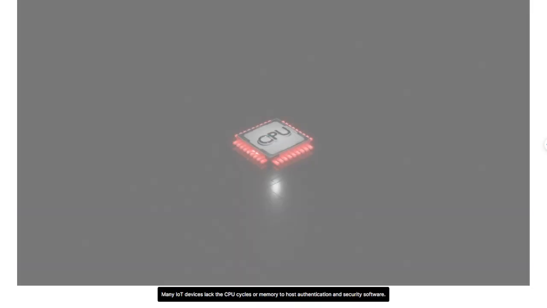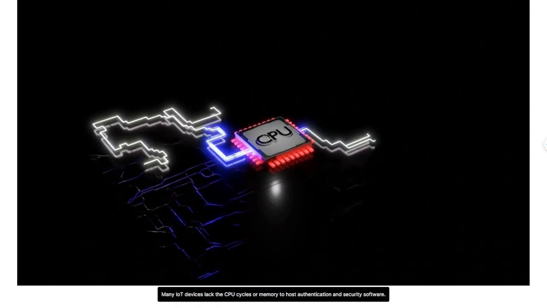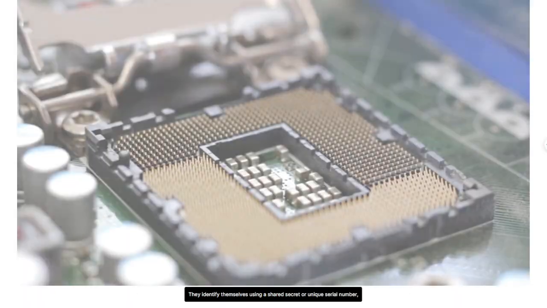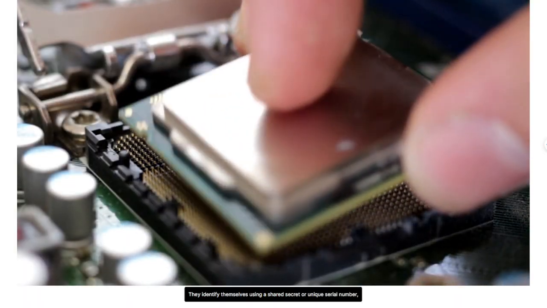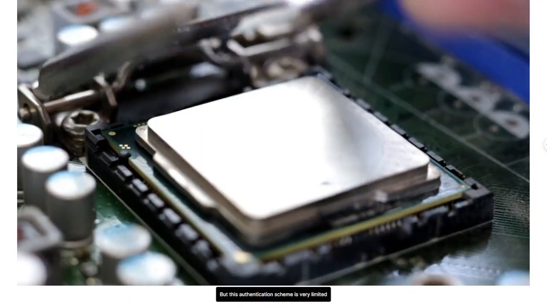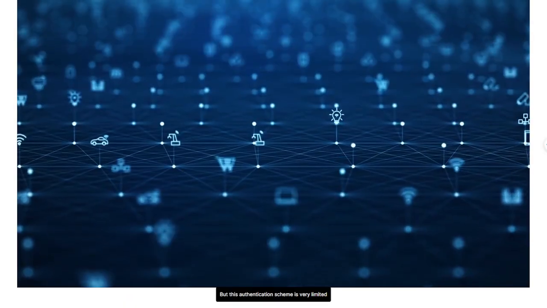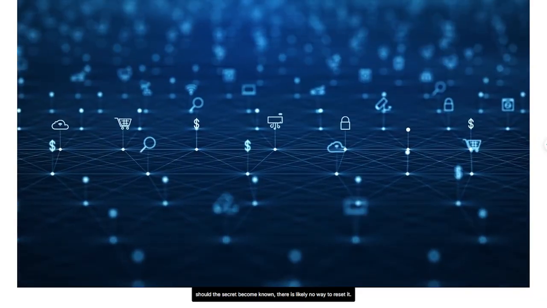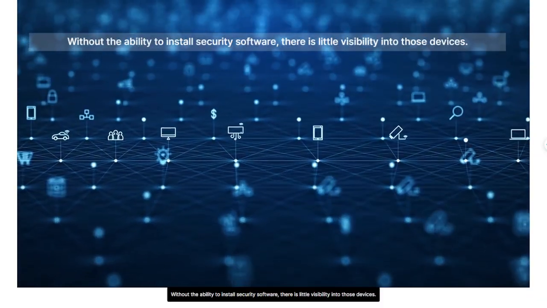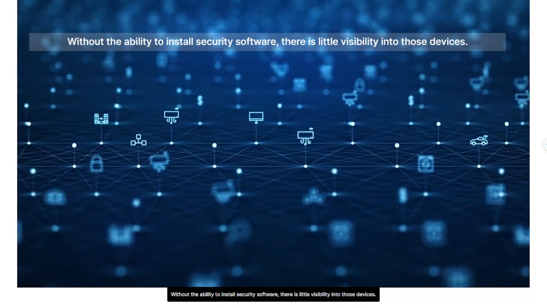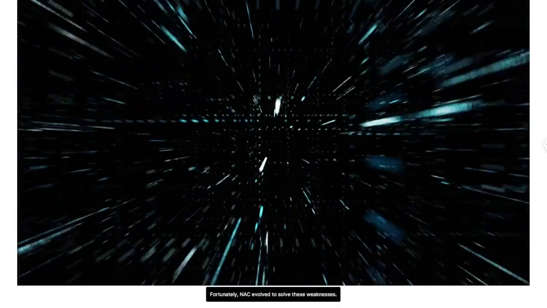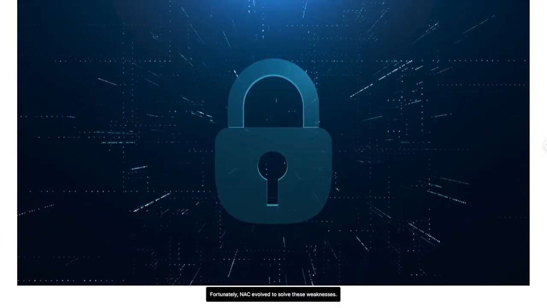Many IoT devices lack the CPU cycles or memory to host authentication and security software. They identify themselves using a shared secret or unique serial number, which is inserted during manufacturing. But this authentication scheme is very limited. Should the secret become known, there is likely no way to reset it. Without the ability to install security software, there is little visibility into those devices. Fortunately, NAC evolved to solve these weaknesses.